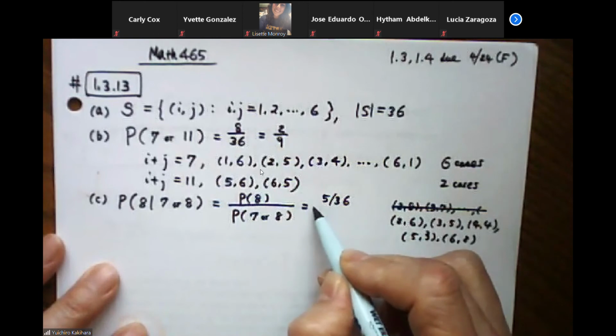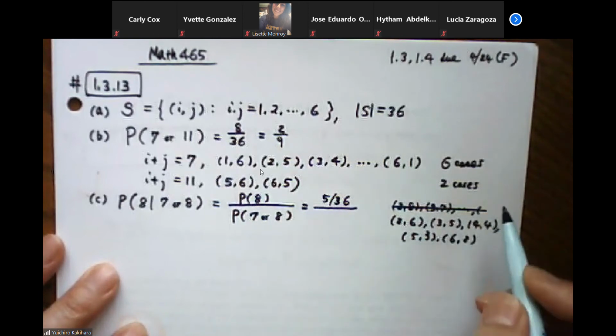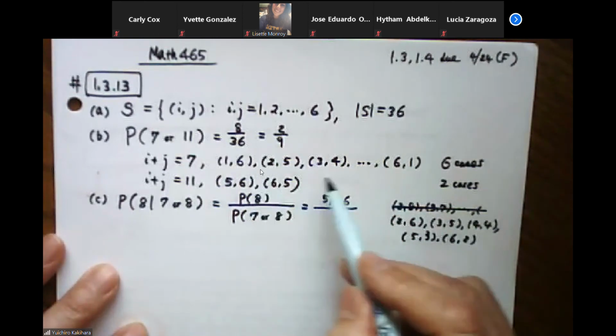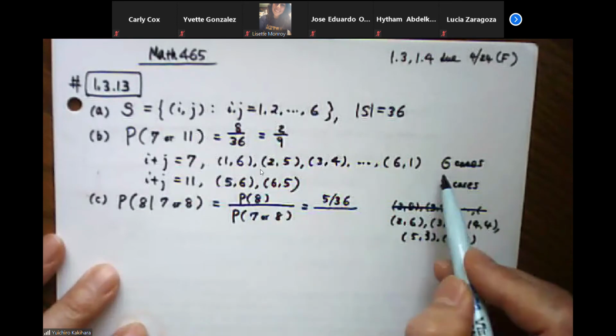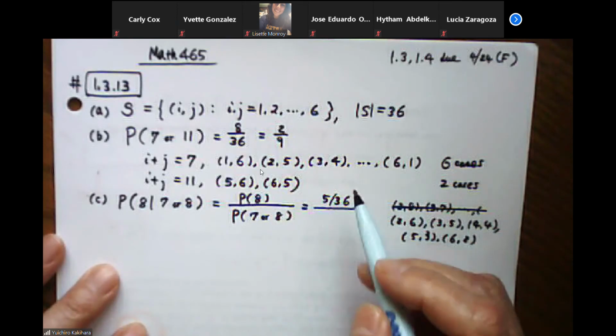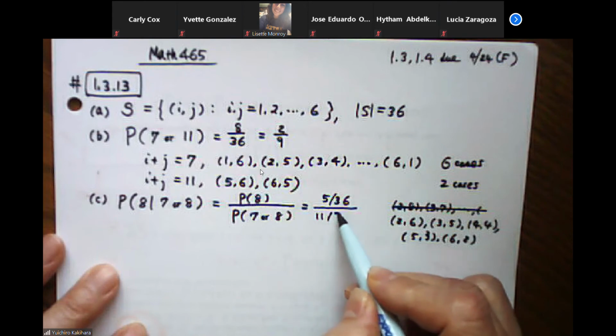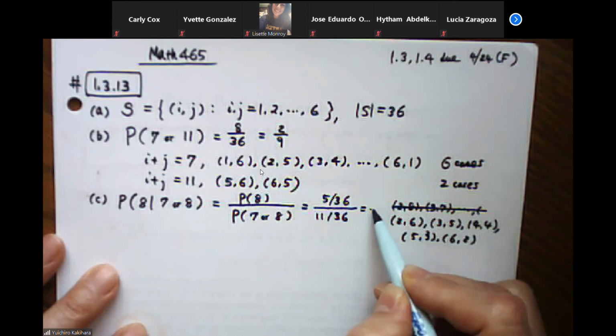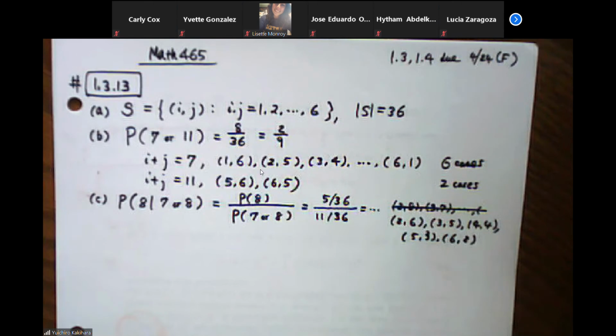And then this probability of 7 or 8: for 7, there are 6 cases, and for 8, there are 5. So 6 plus 5 is 11. 11 over 36. So that's the answer.